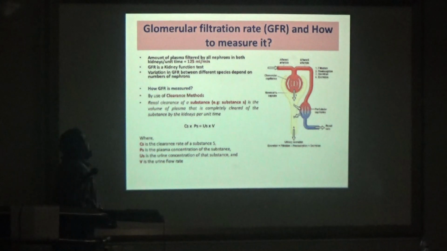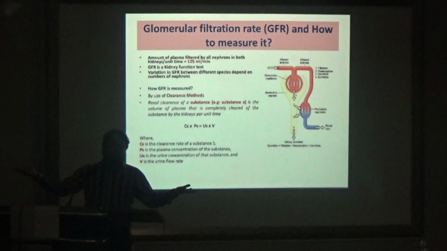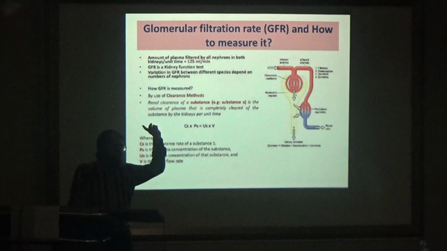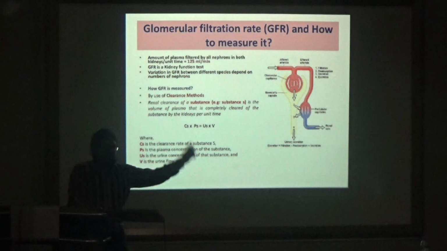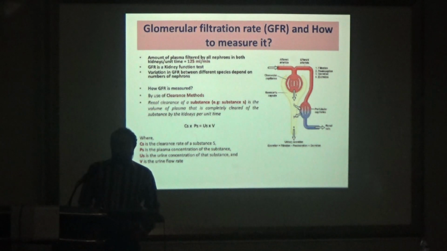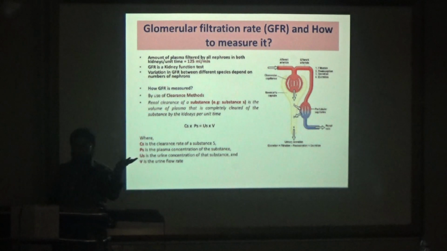Variation in GFR between different species depends upon the number of nephrons. Scientists have also studied different species, like the chimpanzee, the monkey, all those. Different species have different numbers of nephrons, and depending upon that, the glomerular filtration rate will depend. Yes. But for humans, it is taken as common. How many nephrons would be there in and around one kidney? 1 million. So 2 kidneys, around 2 million.